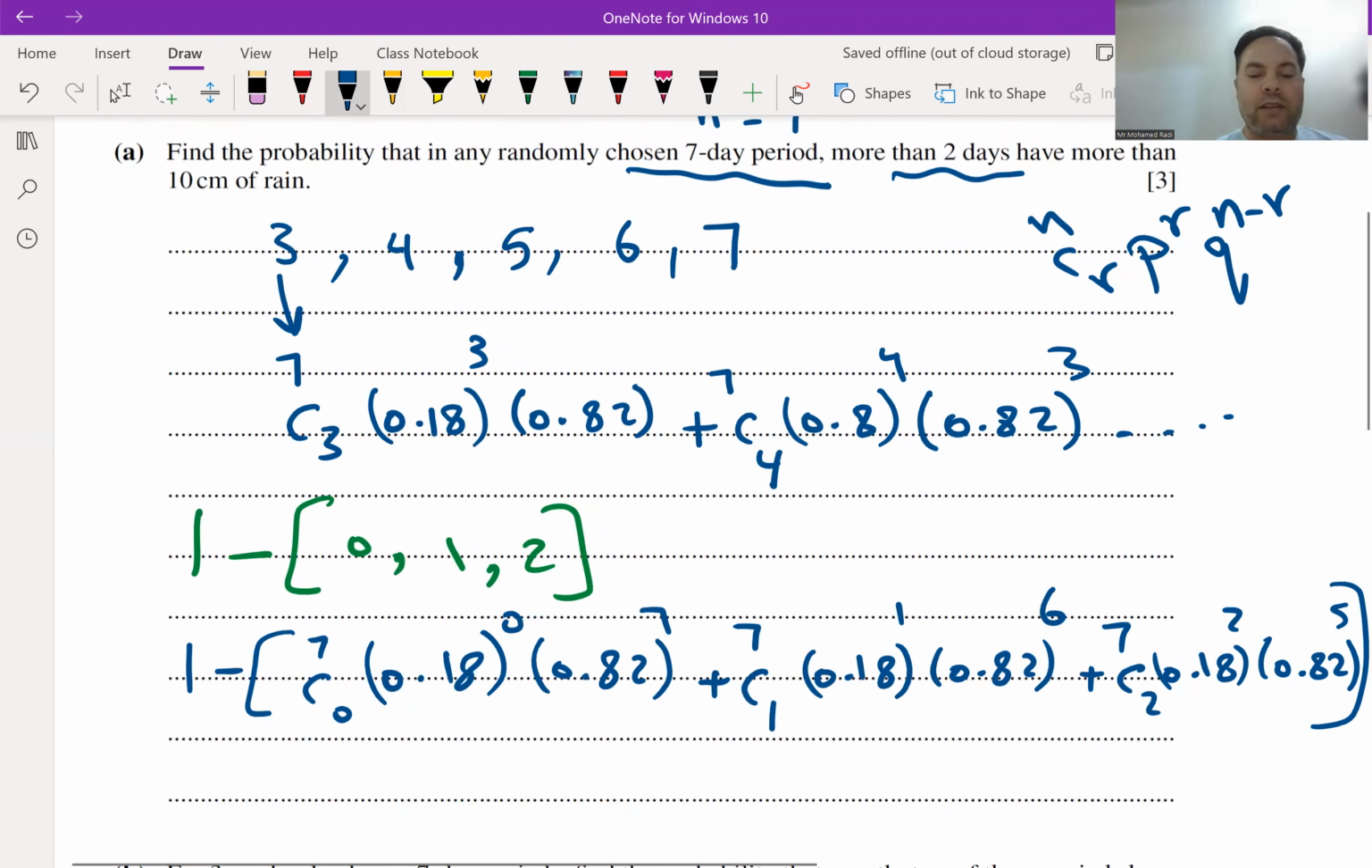Simplify, and you can get your final answer for part A. The final answer is 0.115.